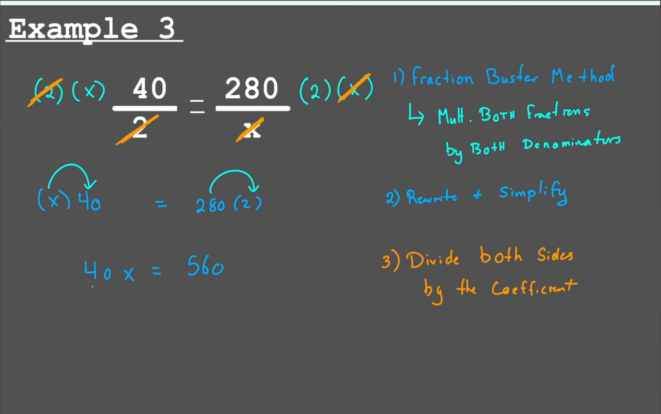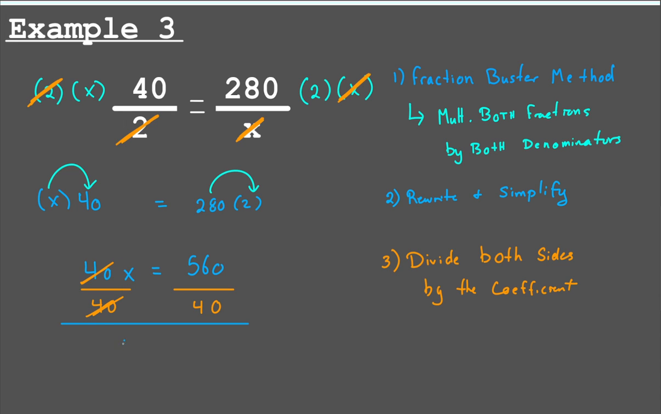Again, the coefficient is the number that is next to the variable. In our last example, the variable was on the right-hand side, so the coefficient was on the right-hand side. In this case, the variable's on the left-hand side, so the coefficient is next to the variable. It's this 40. And so all I have to do is divide both sides by 40. And I'll end up with a final answer right here. Well, almost. Remember, these guys cancel out.